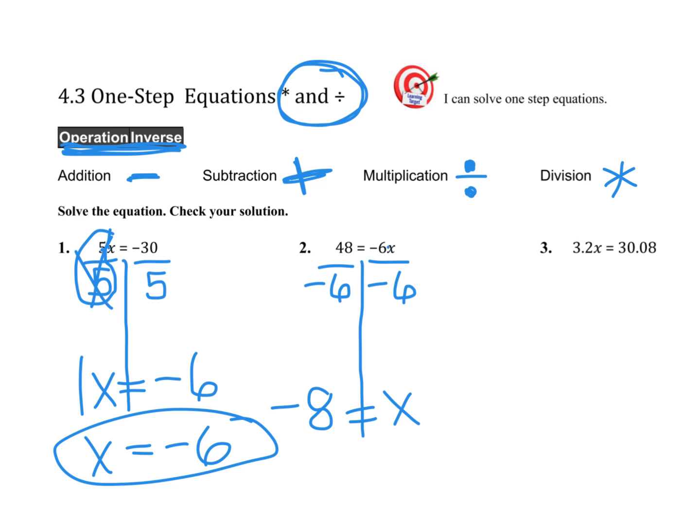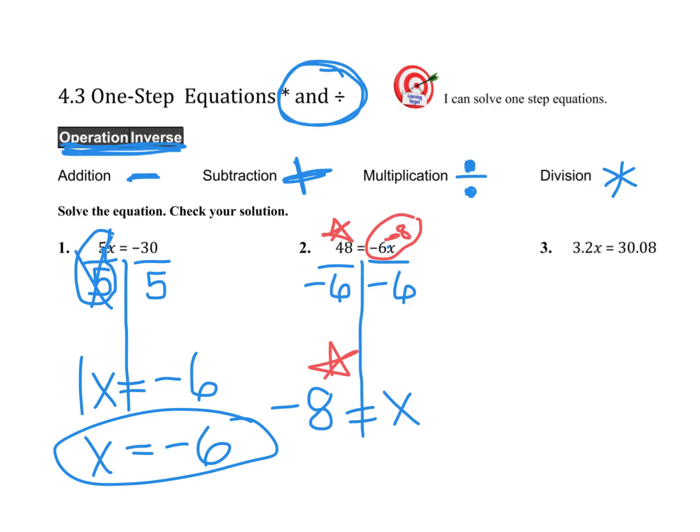Now I know you're not going to check all of your problems, but you could, especially on a quiz or test. So say I just wanted to know if I was right, I would think, if I put a negative 8 in there, negative 6 times negative 8 really does equal 48, so I can be sure that I got the right answer.